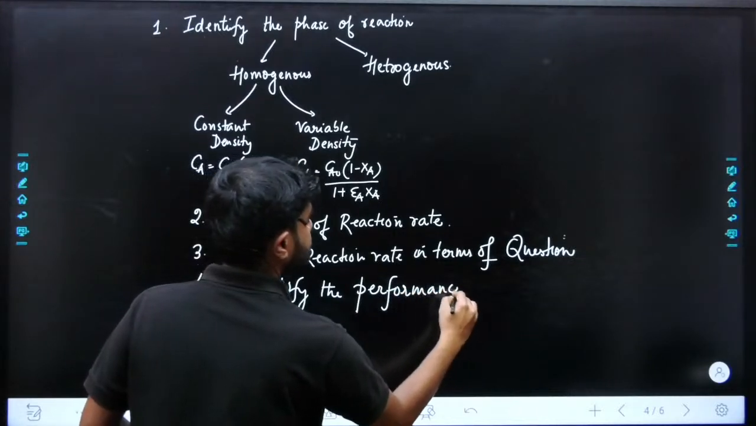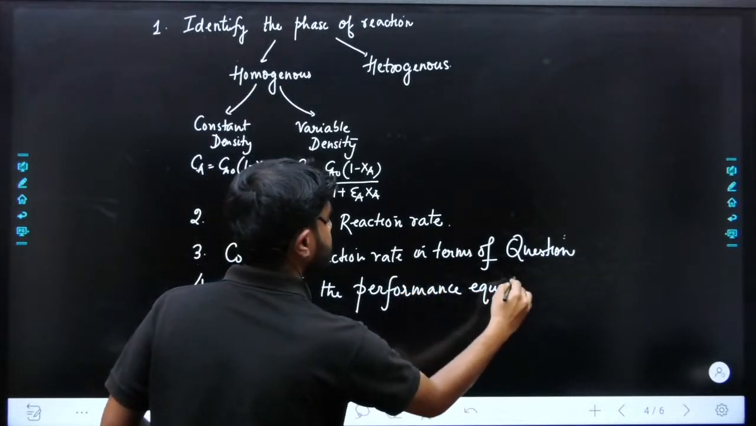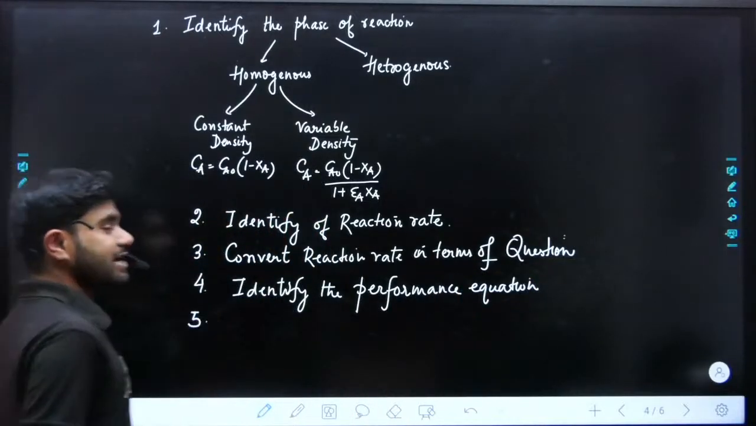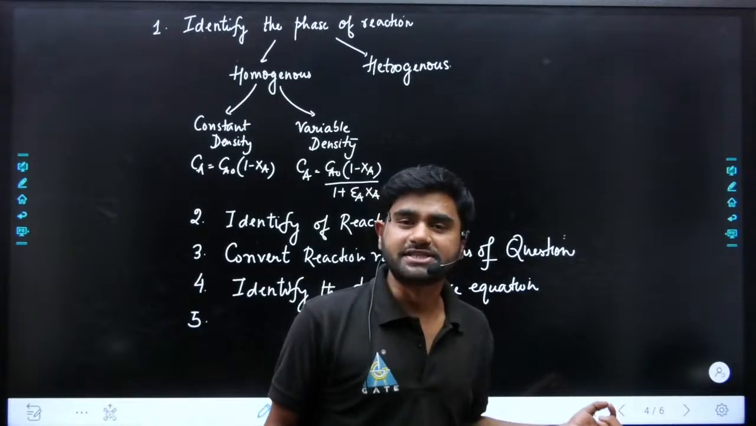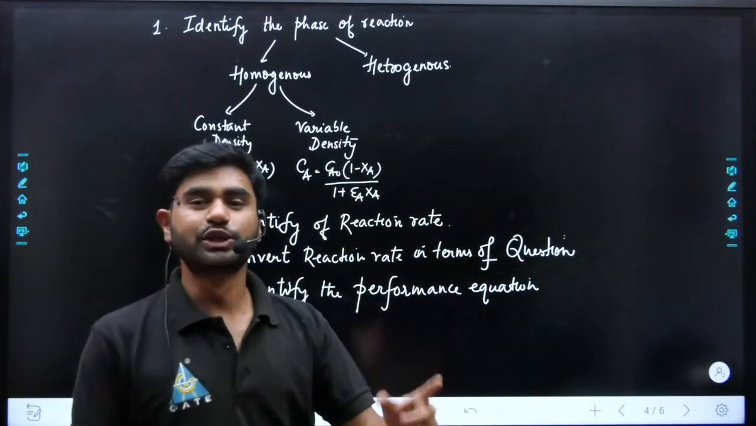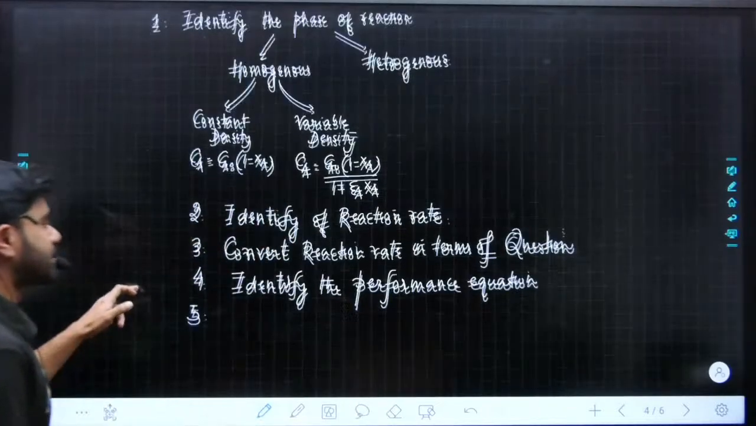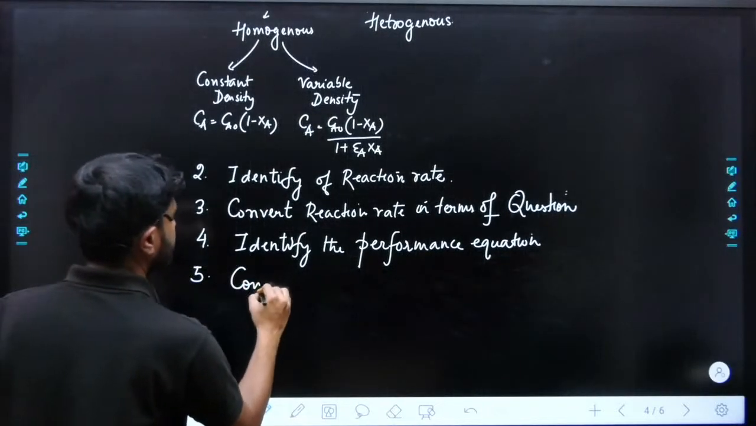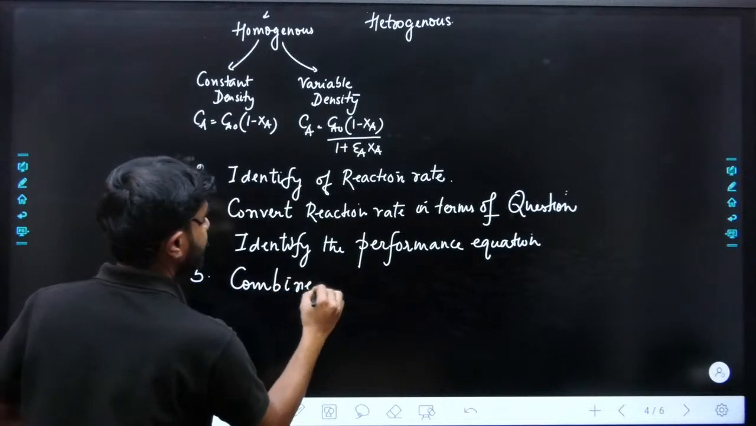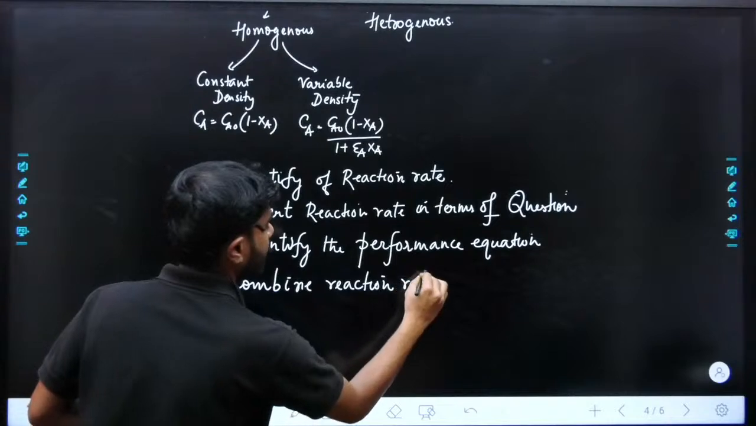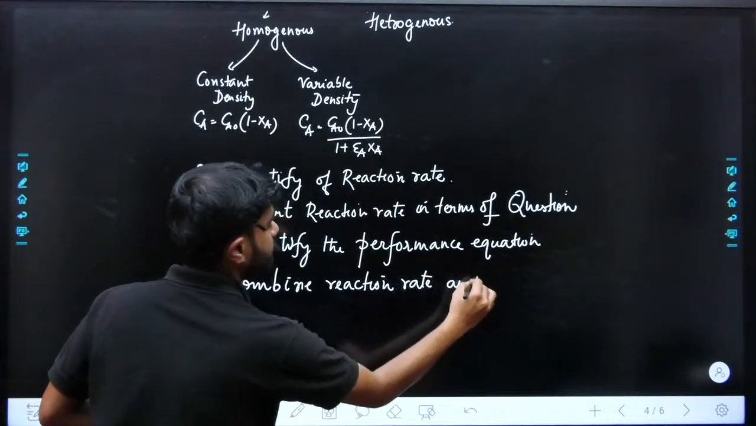Performance equation. Identify the performance equation. So this will be number 4, and number 5 is, as you get the performance equation as well as the reaction rate, you need to combine both of them. So the next step will be to combine the reaction rate and performance equation.